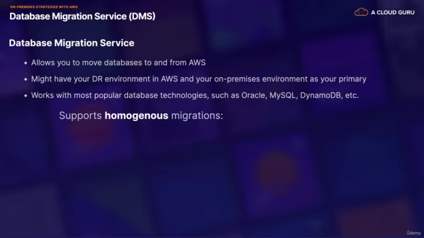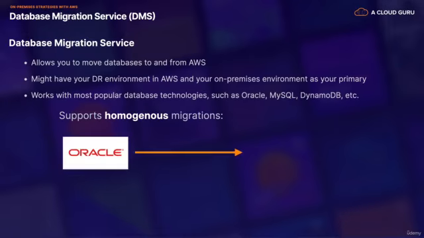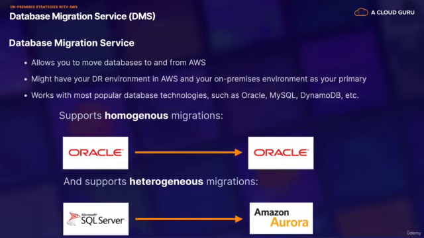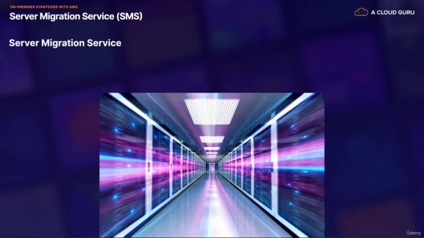And it also supports both homogeneous migrations, so we could be migrating our Oracle database to an Oracle database. We also support heterogeneous migration, so we could be migrating SQL Server onto Amazon Aurora, for example. So that's just a quick reminder of what Database Migration Service is. What is Server Migration Service?